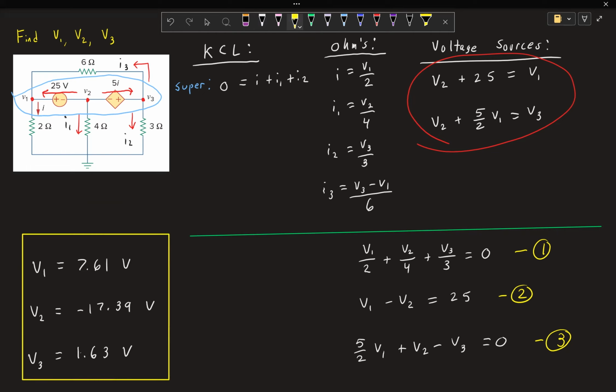And you will get that V1 equals 7.61 volts, V2 equals negative 17.39 volts, and V3 equals 1.63 volts. And that is everything you need to know for supernodes. Just as a quick recap, you just follow the same rules for nodal analysis. You define your currents, do your Ohm's law, and if you have a supernode, make sure you get your equations from the voltage sources. Otherwise, you're not going to have enough equations to solve the system.